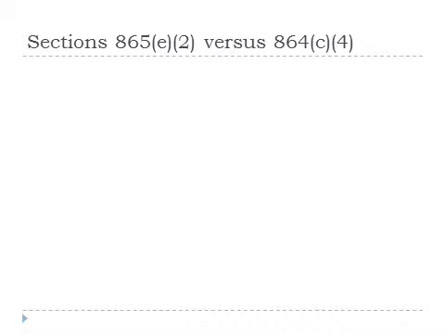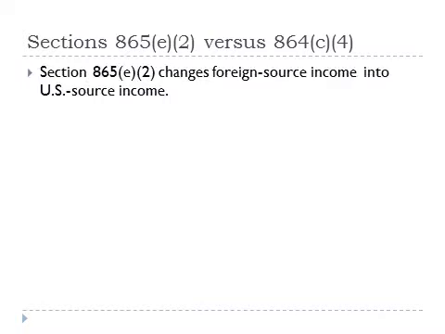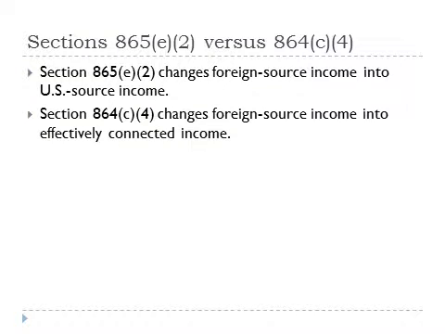Sections 865(e)(2) and 864(c)(4)(B) seem to arrive at the same result through different methods, but there are differences. As noted earlier, Section 865(e)(2) causes foreign source income attributable to a U.S. fixed place of business to be U.S. source income. Section 864(c)(4)(B), on the other hand, does not change the source of the income, but instead causes foreign source income to be effectively connected.